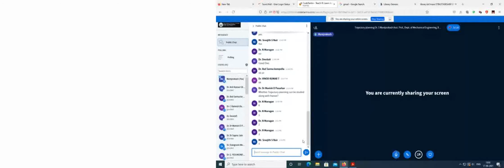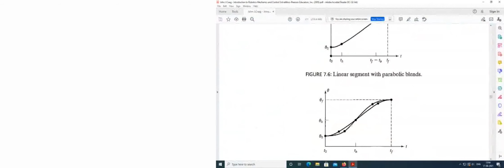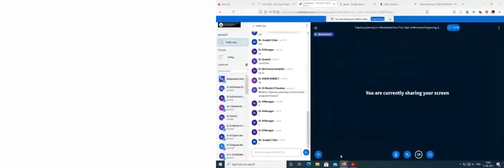Okay, so maybe I'll give one more hint. For this case, it has one TB and it has another TB. For one case TB is small, and for the other case TB is large. For which case will the acceleration at any point be more? Can someone say whether it is for the case TB is small or TB is large?